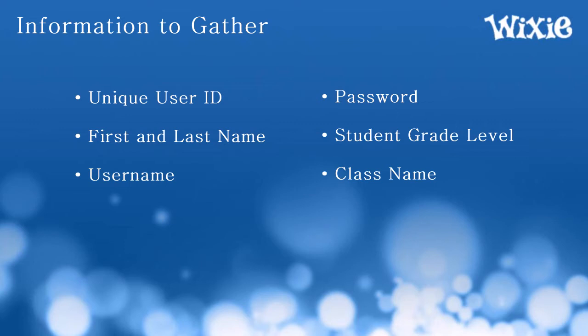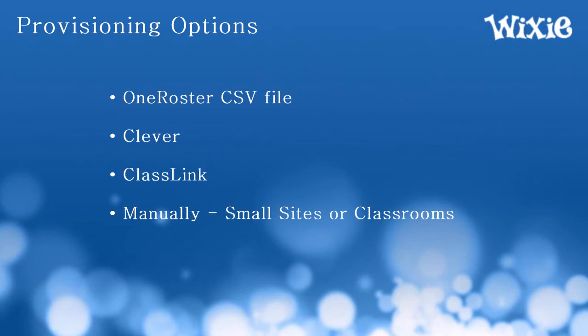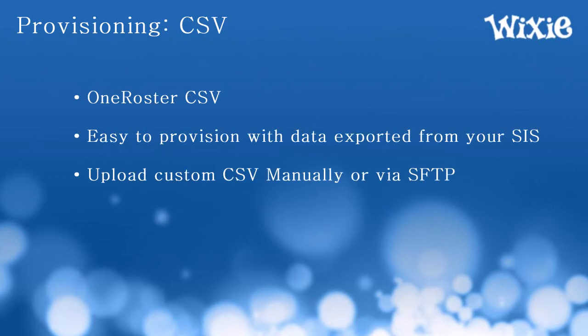by their system. Common ways sites provision users in Wixie are with a one roster CSV file, Clever, Classlink, or by entering data manually. Some districts use a one roster CSV file that they can export from their student information system to provision users in Wixie. Wixie also has a custom CSV format that can be used if your student information system does not support one roster. After you have created your file, you can easily upload the data to Wixie.